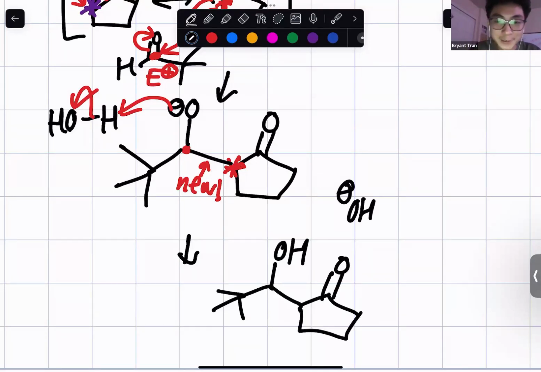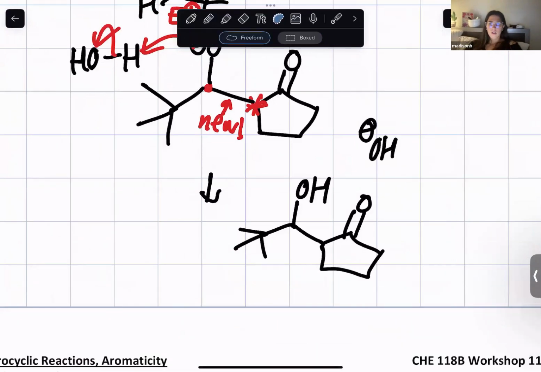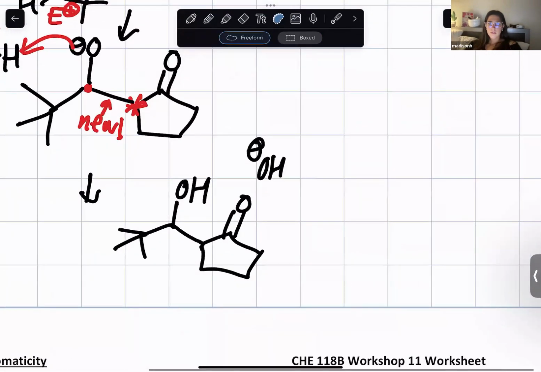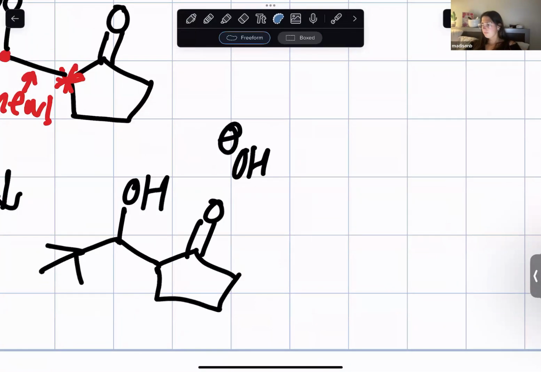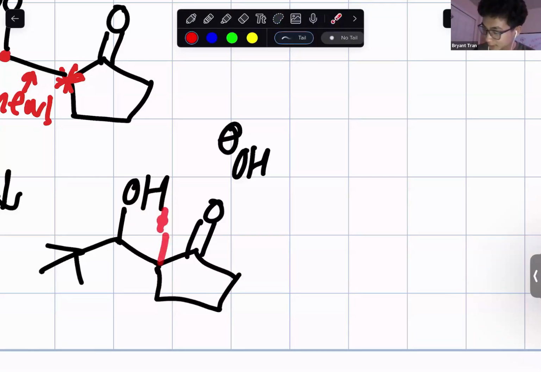Okay. Now, boomerang step. How would the arrows look for the boomerang step here? We're going to do another acid-base reaction, and we're going to be interested in an alpha hydrogen. But there are 2 alpha hydrogens that we have. Which alpha hydrogen are we interested in? Alpha hydrogen A or alpha hydrogen B?